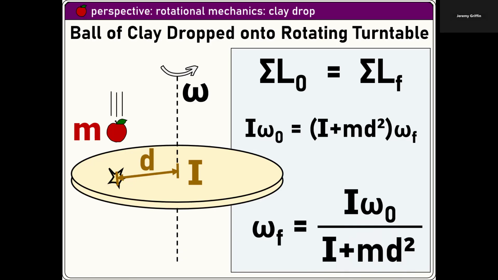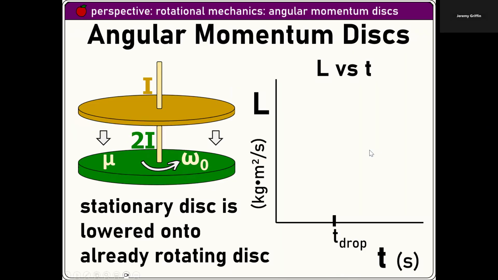All right, you guys go with dropping a ball of clay on a turntable. You guys remember for a point mass, the rotational inertia is like mr squared. In this case, md squared. You guys remember that from yesterday? Guys, AP asks this question about every year, so you're going to see some version of this question. There are different variations on this question.